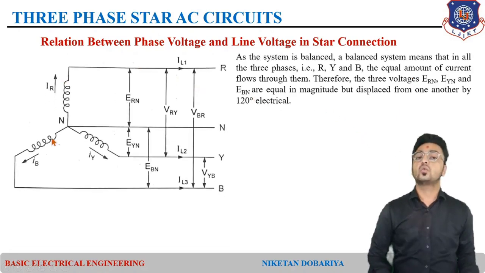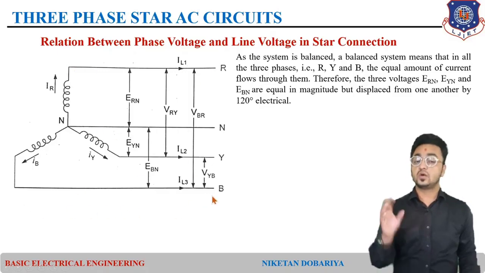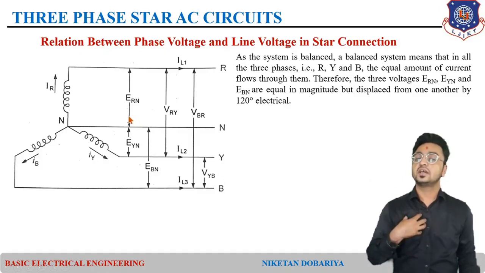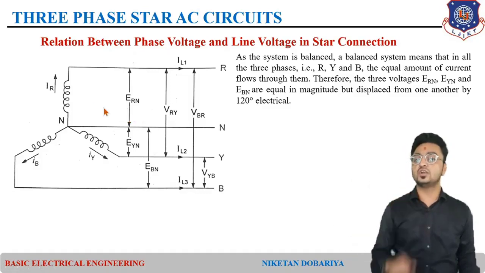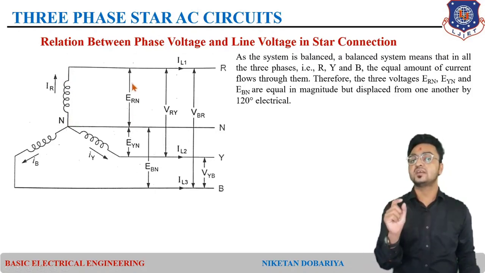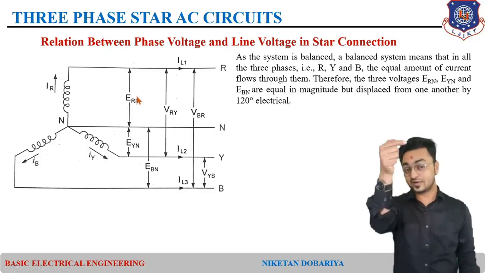Next, let's discuss the relation between phase voltage and line voltage in star connection. For that, we have considered a star connection with a neutral terminal, in which we have three sources in the form of a star. Here we have considered this as the R terminal, Y terminal, and this is the B terminal. Now if we define the phase voltages, we have three windings, and across these three windings we can define three voltages. Phase voltage across this first winding, between R point and N point, can be defined as ERN.